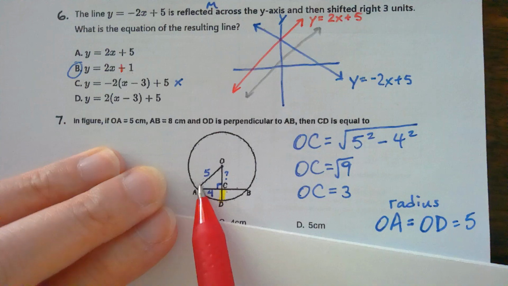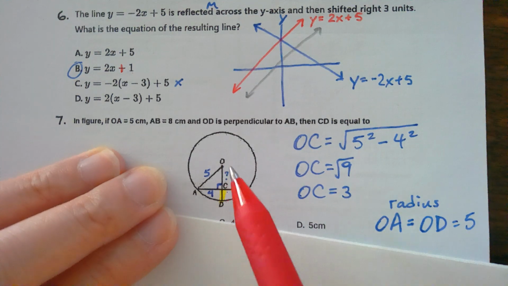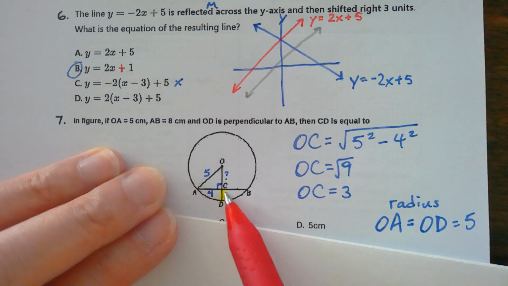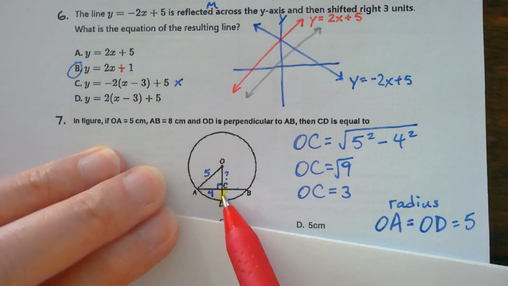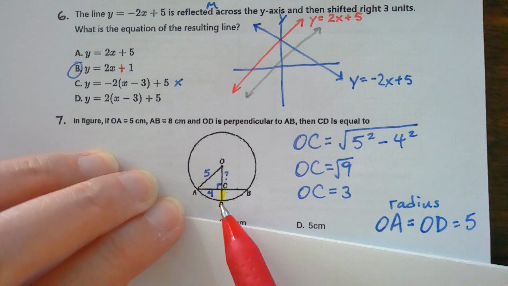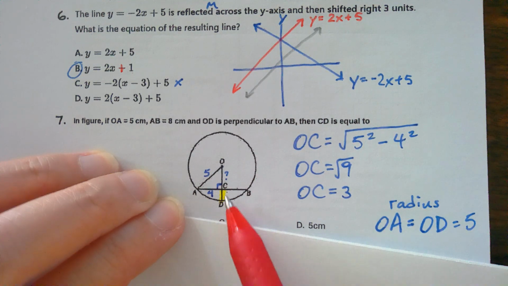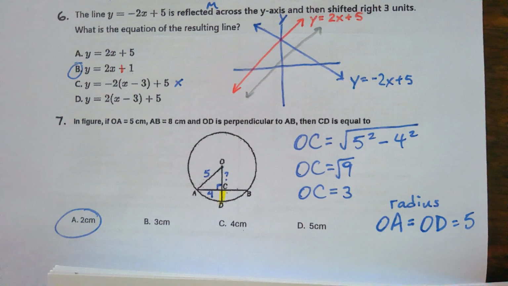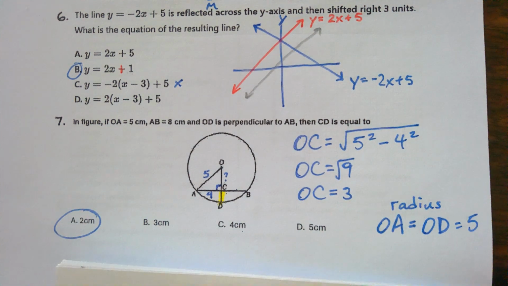But notice your answer is not 3 because OA is your radius, OD is your radius. You're looking for CD, length CD. We actually did quite a few of these type of questions on the geometry unit. So Long, if your radius is 5 and OC is 3, how long is CD? 2 centimeters. That's right.